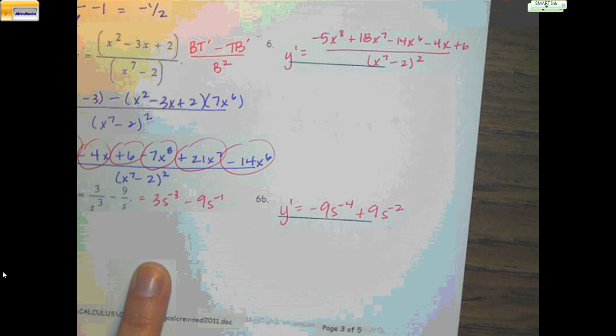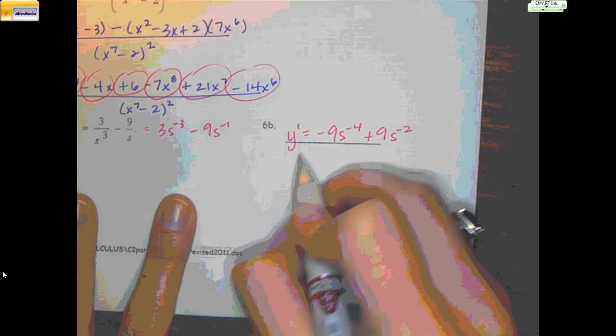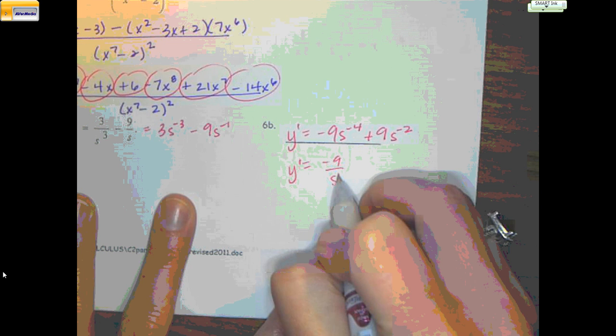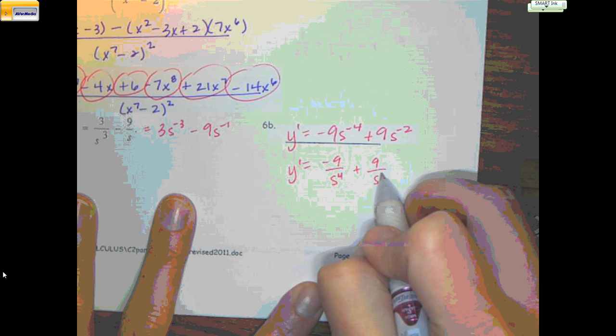Can I leave it like that? Nope, they did not give you negative exponents, so you cannot give it back. So we rewrite it as negative 9 over s to the 4th plus 9 over s squared. Now you're good.